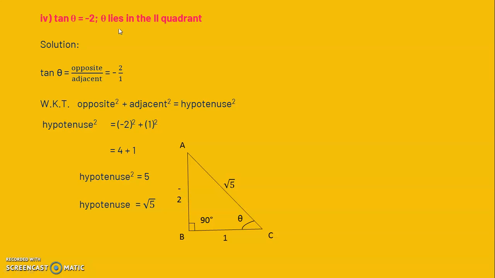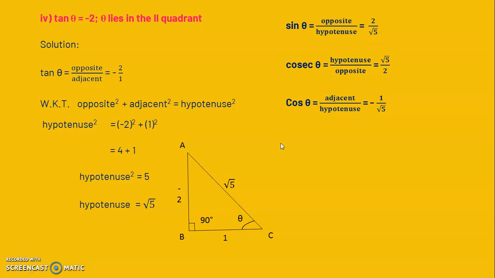Okay. So in second quadrant only the sine and cosecant are going to get positive, all other trigonometric functions are going to get negative signs. So that you can write your sine theta as opposite by hypotenuse, that is 2 divided by root 5, and your cosecant is the inverse of your sine theta, so root 5 divided by 2, and your cos is adjacent by hypotenuse, that is 1 divided by root 5, and your secant is the inverse of cos theta, that is root 5 divided by 1, which is equal to root 5, and your cot theta is the inverse of tan theta, so that 1 by root 2.